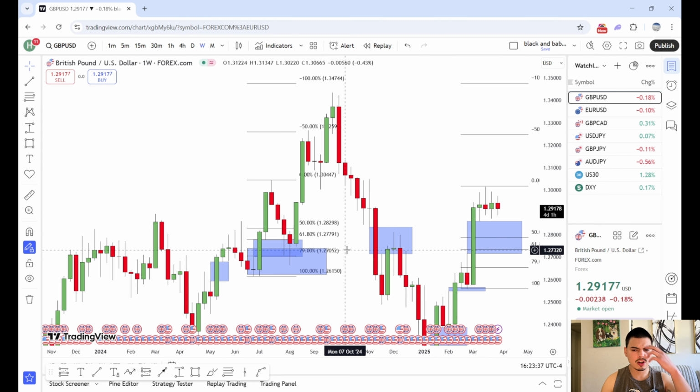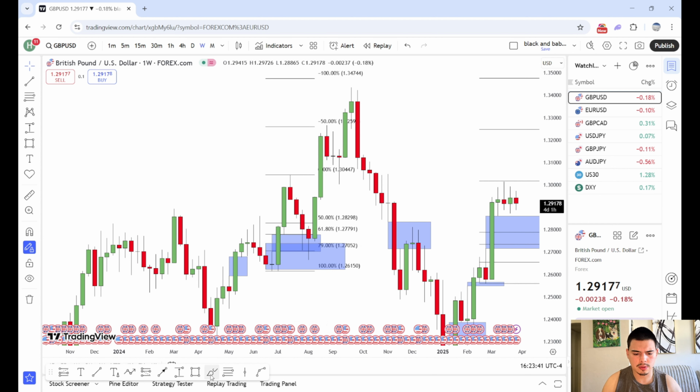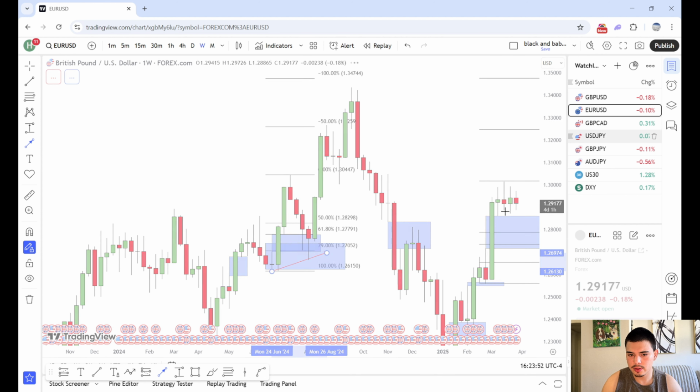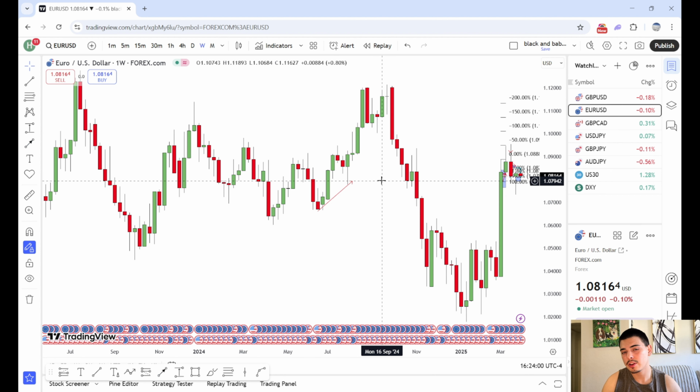And then you can also wonder, is there potentially some SMT divergence present? Well, we can see from the low here of June 24 to August 5th, no, there's no divergence present on this one.